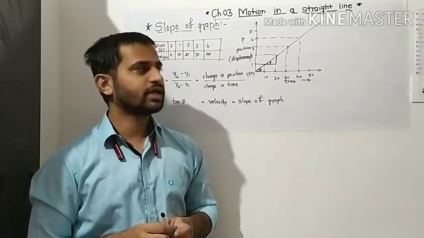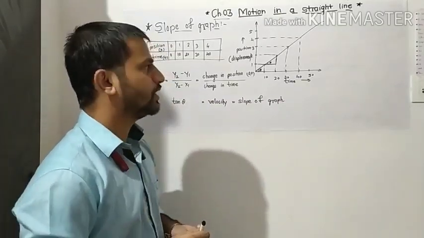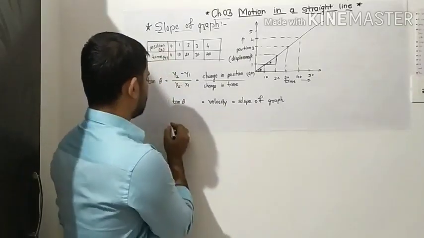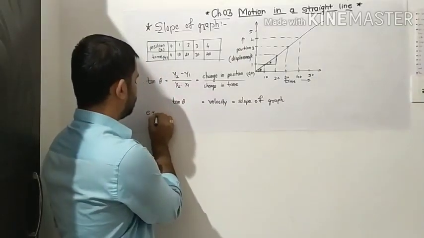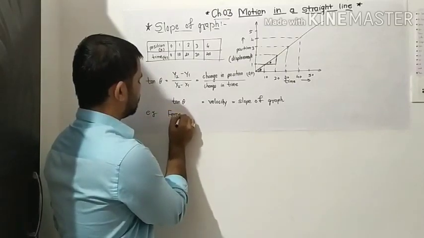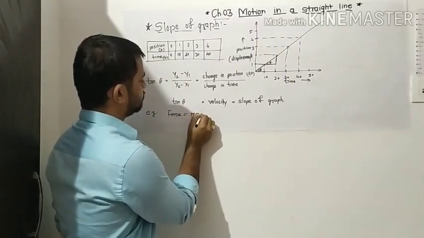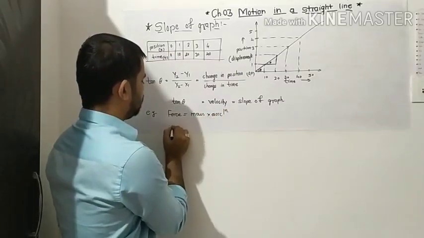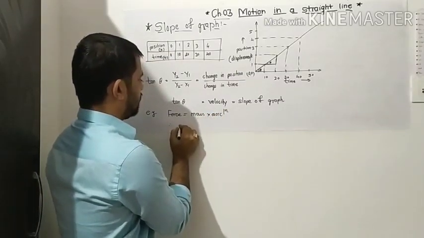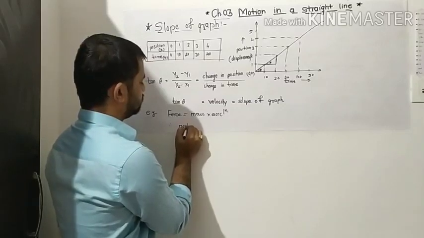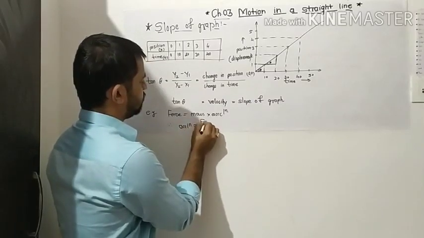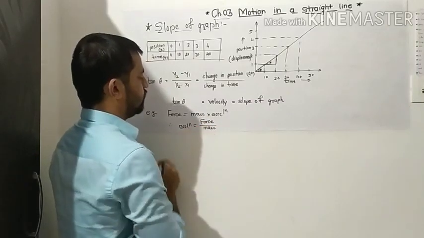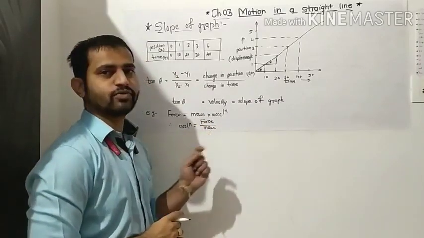Okay, similarly, we know what is the force. For example, force is equal to mass into acceleration. Therefore we can write that the acceleration is equal to force upon mass. Okay, we have this formula, acceleration is equal to force upon mass.